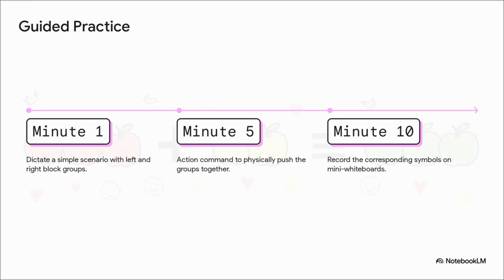First, dictate a scenario. Put 4 blocks on the left, 2 on the right. Second, the action command. Physically push those groups into the middle. And third, the whiteboard record, having the students copy the corresponding symbols 4 plus 2 equals 6 onto their mini whiteboards. It directly connects the physical action to the written equation.